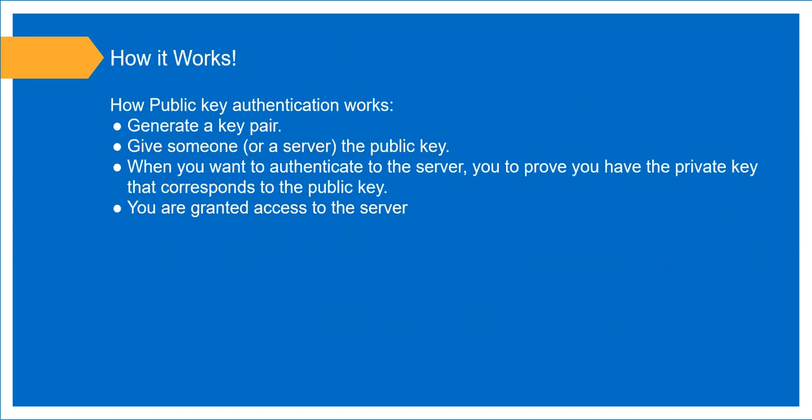So how does it work? With public key authentication, you first need to generate your key pair, your private key and your public key. You would give the public key to someone, or you add the public key to the server you wish to authenticate to. And when you try to authenticate to the server, you need to prove that you have the private key that corresponds with the public key. Once you prove those two, you will be granted access to the server.